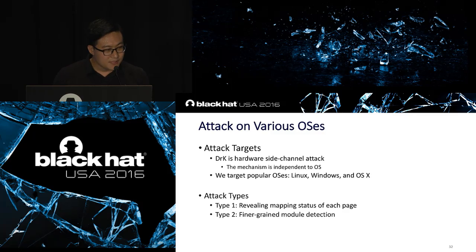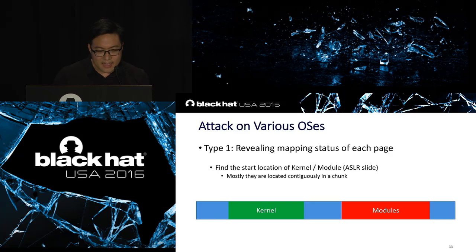And for the operating systems, we launched two types of attack. The first attack tries to find the kernel and module area and measure the permission of each page. So what you do in the attack is first find the kernel ASLR slide, then measure all the pages of the kernel, then move to the modules area and do the same thing.